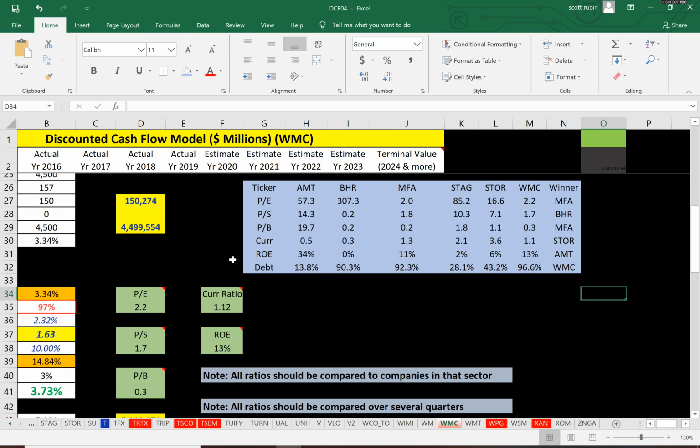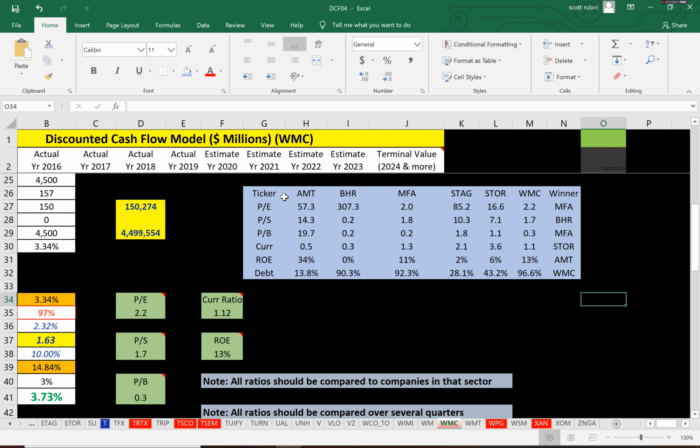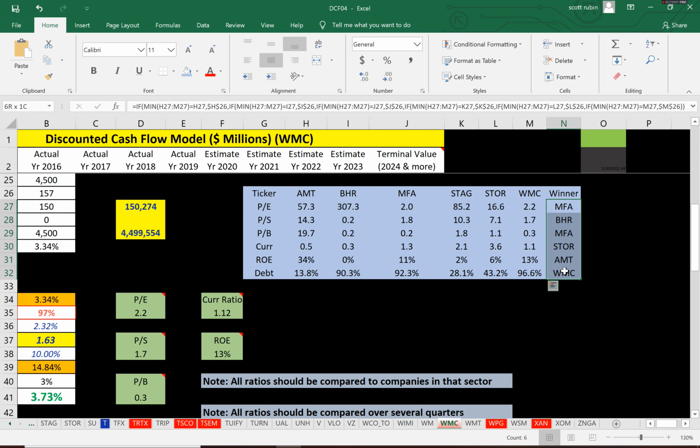So let's compare these ratios to other REITs. So these are all the REITs that I have worked on since I started this channel. So the more companies I do, the more information I can provide. And I've done a lot of REITs, as you can tell. So there's 6 REITs. And WMC is right here. And I'm comparing the ratios for all those companies. And then the winner, which has the best ratio for that category.